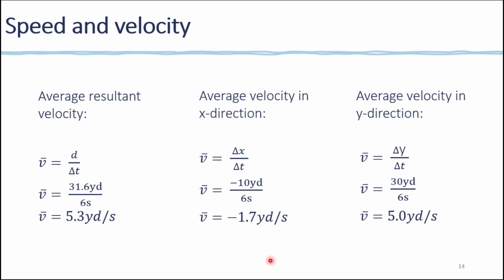So in the x direction, we have an average velocity of minus 1.7 yards per second. Remember that the minus is the direction. So that's saying 1.7 yards per second towards the origin, right? And then in the y direction, we have a velocity of 5.0 yards per second.